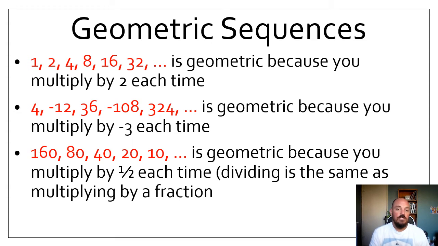Now this one is a little tricky, but it is a geometric sequence. When you look at it, you might think the pattern is dividing by 2 each time. Starting with 160, divide by 2, divide by 2, divide by 2, divide by 2. The next number would be 5. Just remember, dividing and multiplying, just like adding and subtracting, are basically the same thing. Dividing can always be thought of as multiplying by a fraction. So instead of thinking the pattern is dividing by 2, you could think the pattern is multiplying by 1/2. And that makes it geometric.